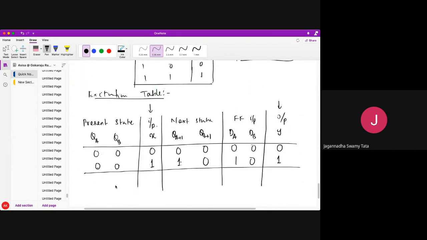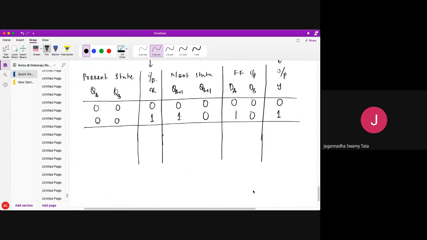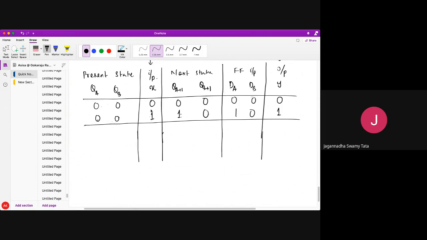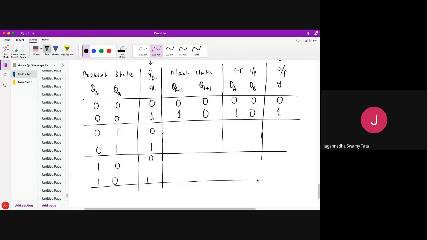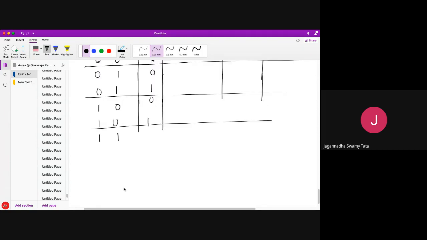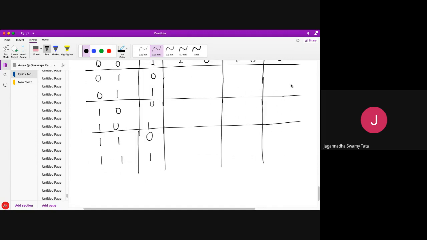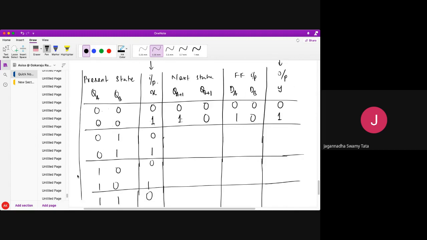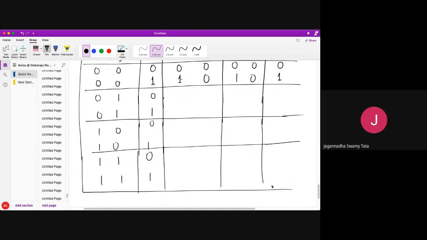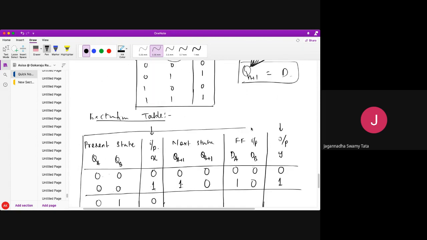Do you all understand? So how many rows will come up here? 8 rows. Why? For each present state, 2 inputs will be there. Next 0 1 0 1, 2 inputs. Next 1 0 1 0, 2 inputs. Next 1 1 and 1 1, 2 inputs. Okay, students. Do you all understand, or any doubt on this? So this is my excitation table and output table.